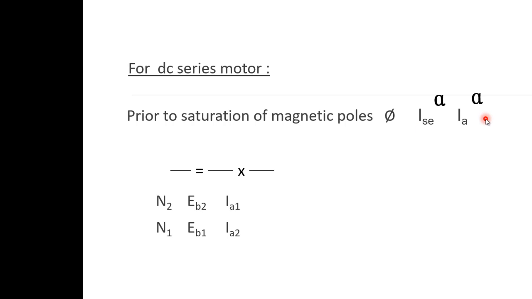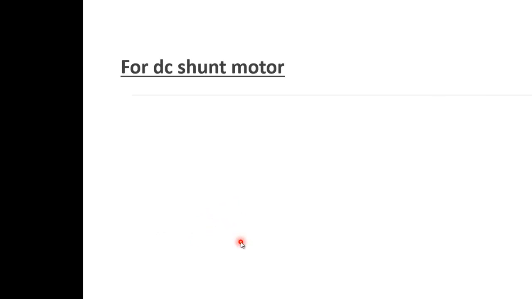So phi, ISH also will be constant. But in series, this flux will always be changing, as IA will be changing, ISC will be changing. So flux will be changing. So this flux is directly proportional to the armature current IA. So here N2 by N1 is equal to EB2 by EB1 into, instead of flux, I am taking directly IA1 by IA2.